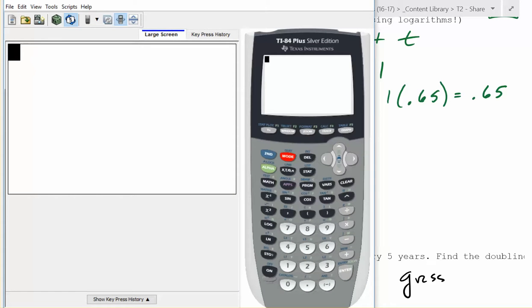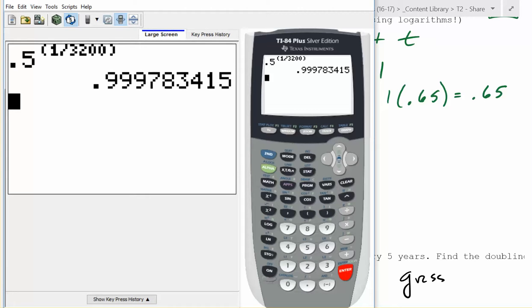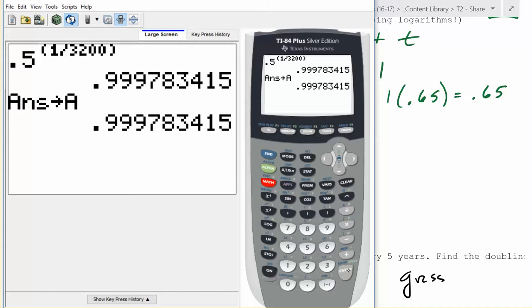Okay, so how do I do this? If I want to find a 3,200th root of 1/2, what do I do? 0.5 to the what power? The 1 over 3,200. 1 divided by 3,200, and I press enter. Now, do I write that decimal down? No. What do I do instead? Store it as, let's say, alpha A. Every time I type A in my calculator now, what value is it?